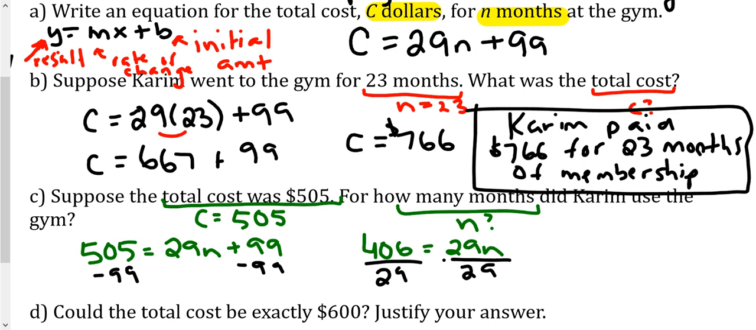And then when I do 406 divided by 29, I get 14. And on the right side, I'm just left with n. Right, so what does that mean? What does 14 equals n tell us? Well, it tells us that 14 months costs $505.